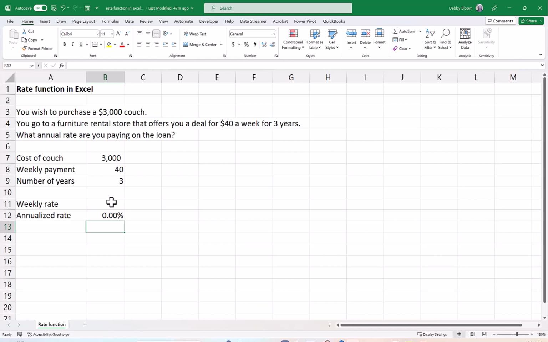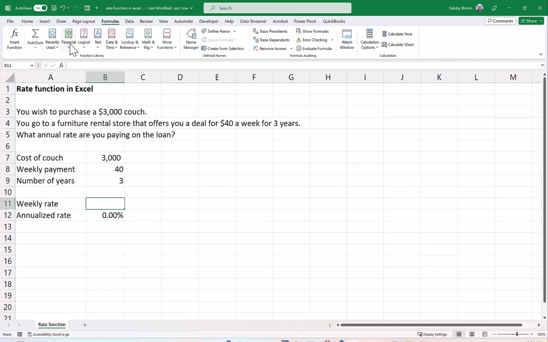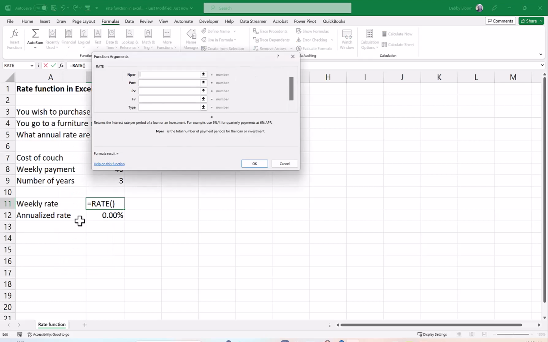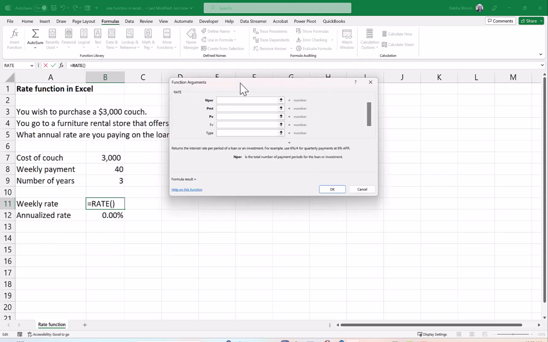So now to use the rate function, I'm going to click in cell B11. I'm going to click formulas and financial, and then scroll down until I see rate. Now, when we see rate, we're going to have to think about what we're receiving and what we're paying and when. So in the N per, I'm going to click on cell B9, the number of years, but I'm going to have to multiply that by 52. Notice how it calculates the number of periods automatically, because if you're making weekly payments for 3 years, you're making 52 payments a year for 3 years.